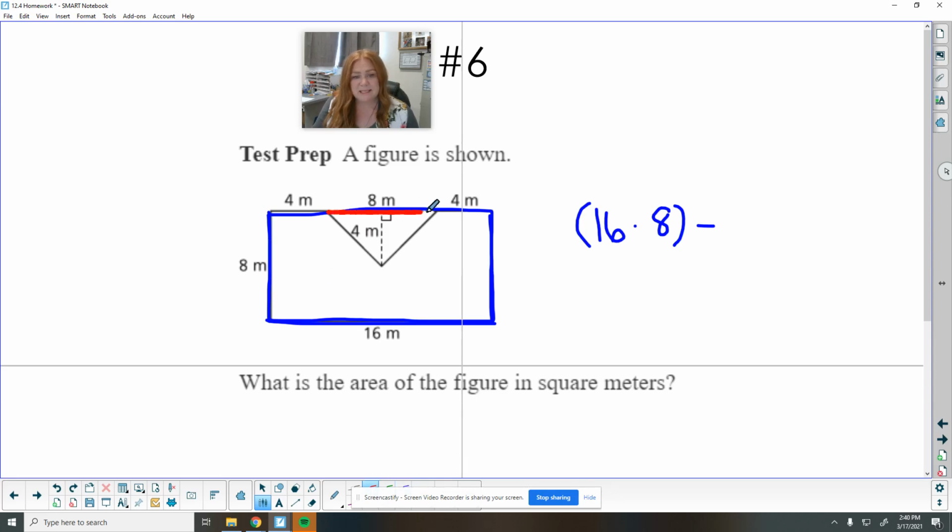So the base of the triangle is 8. The height of the triangle is 4. But then we have to cut that in half. So we found our rectangle, we found the triangle, pull the triangle out, gives us your area in square meters.